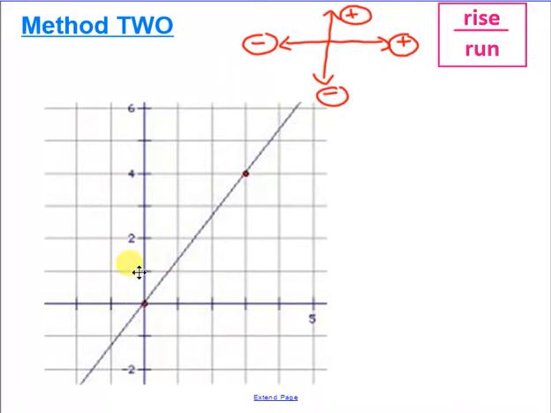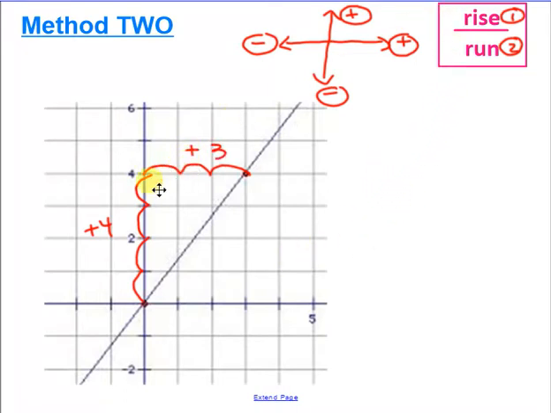So what you do is you start at one point, okay, and you're going to first, number 1, rise all the way up till you reach the second point. So 1, 2, 3, 4. Now I went up, so that's going to be positive 4, okay? Now I'm going to do step 2, which is to run. Now in this case, I'm running to the right, which is also positive. So 1, 2, 3. So that's positive 3, okay?